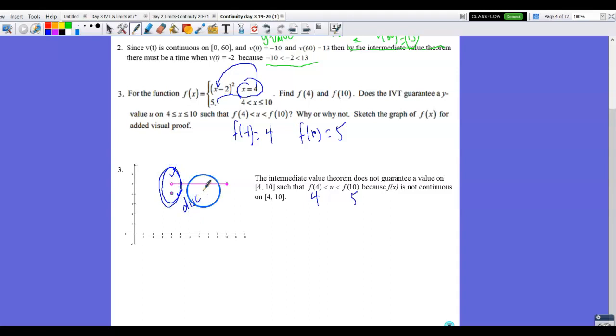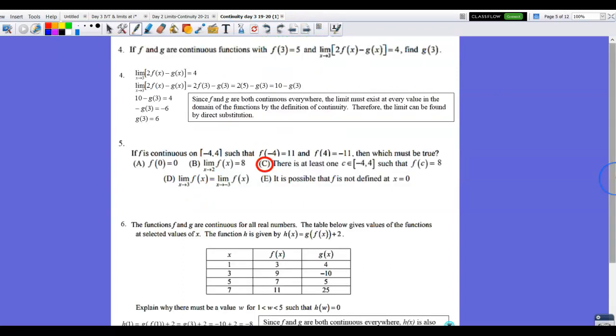All right, let's go on to number 4. In number 4, f and g are continuous functions. So you've got to learn to start looking for these clues right here. They're already setting us up for something. We have a continuous function. f of 3 is 5, and then they give us some limit information. Find g of 3.